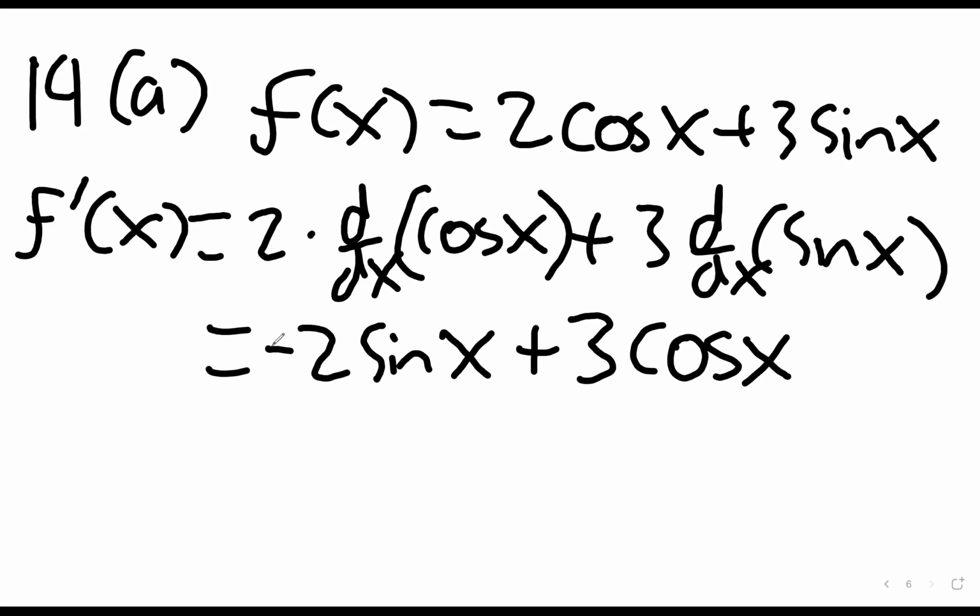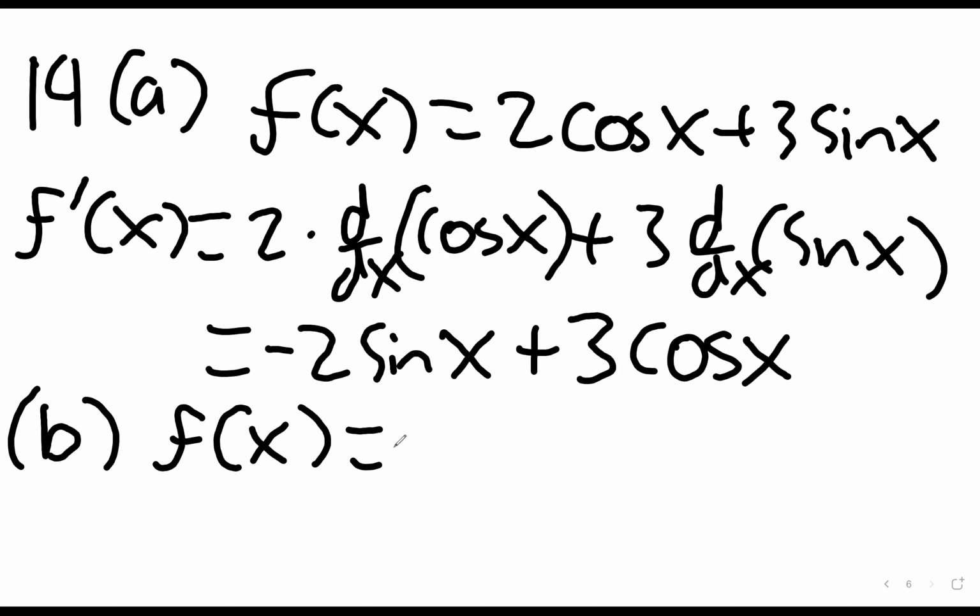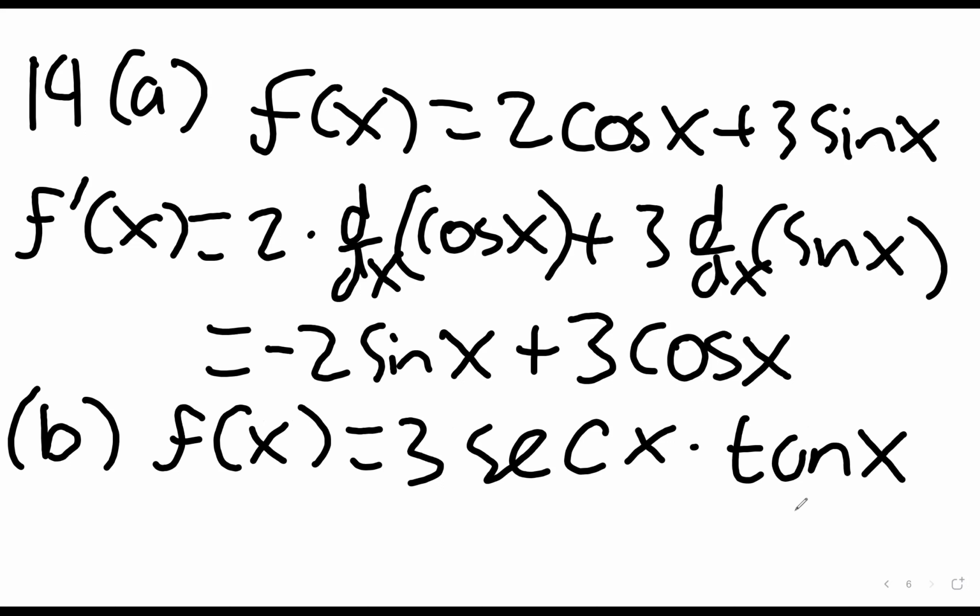Okay, so it's quite straightforward. Let us consider the second question. In the second question, we have the product: f of x equals 3, if I'm correct, multiplied by secant of x, multiplied by tangent of x. Of course, this is slightly more complicated than the first one because it involves the product of functions.